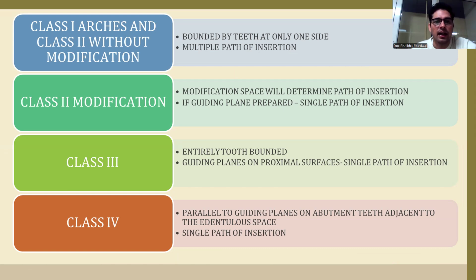Class 3, entirely tooth bounded, guide planes on the proximal surfaces, single path of insertion. Class 4 is parallel to the guiding planes on the abutment teeth adjacent to the edentulous spaces, single path of insertion.